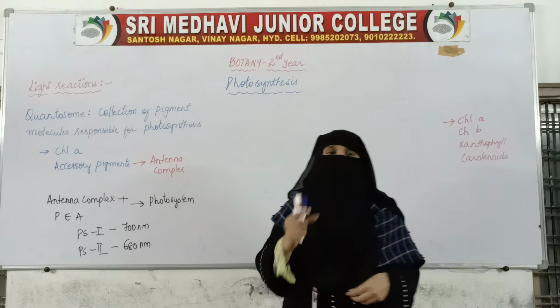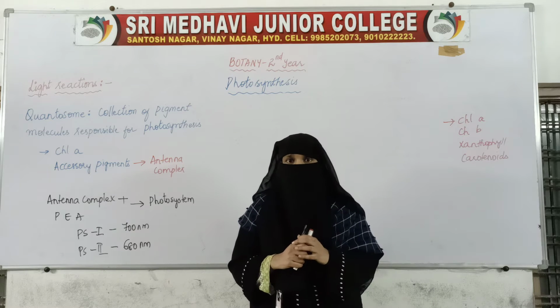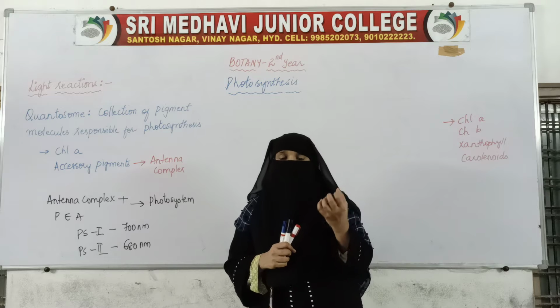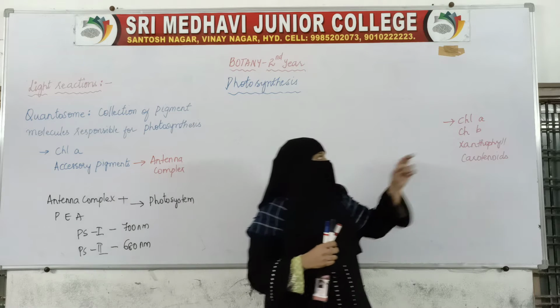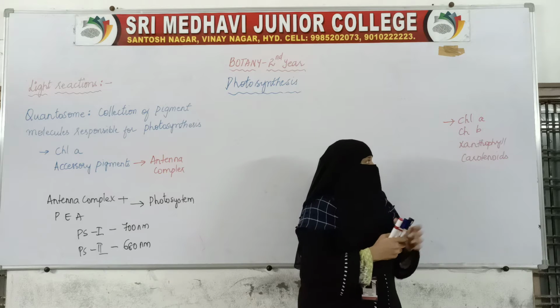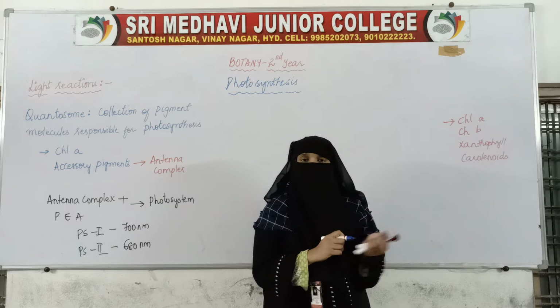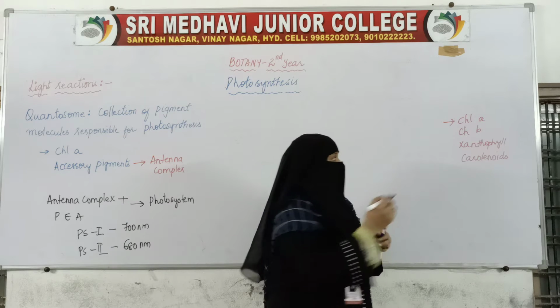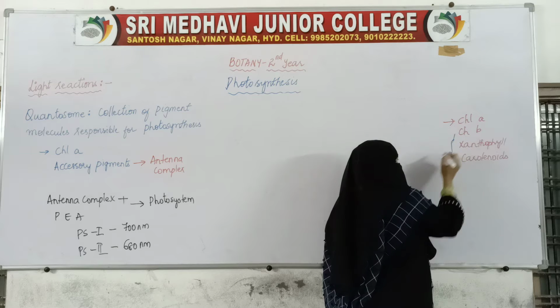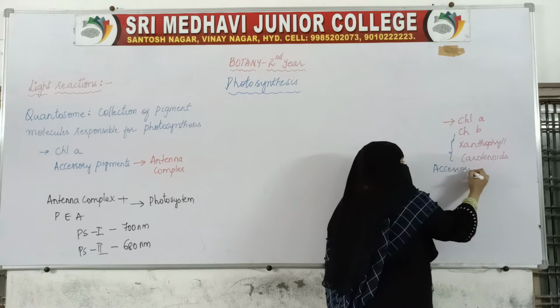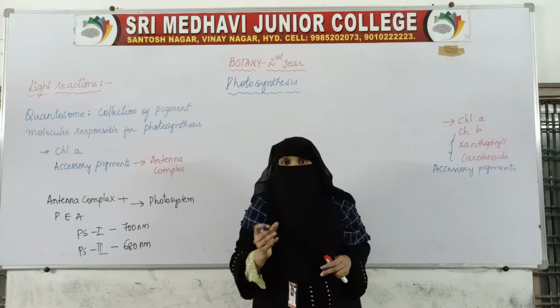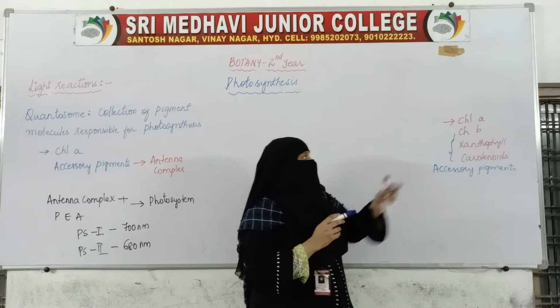Out of these four, chlorophyll A is the main pigment, which performs the process of photosynthesis by trapping the energy of sunlight. Maximum trapping of sunlight is done by chlorophyll A, and the other pigments also help in photosynthesis. They are called accessory pigments. Maximum work is done by chlorophyll A.